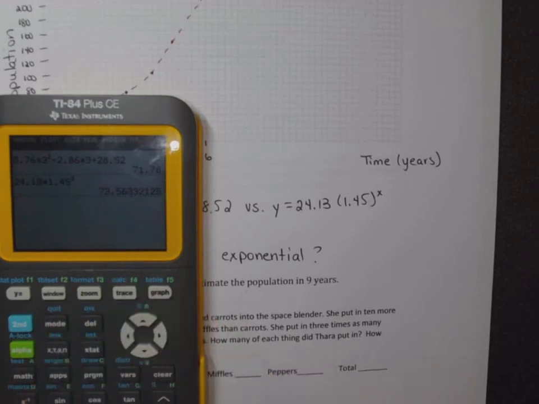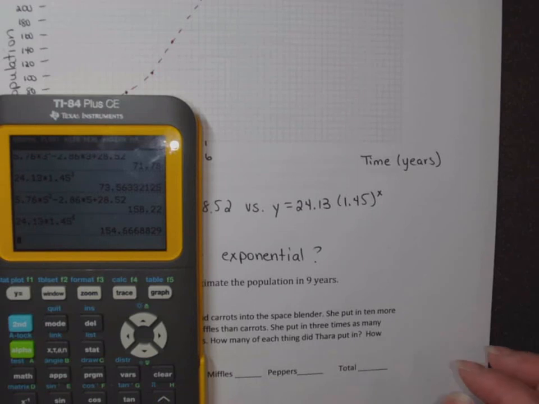Notice, though, that the exponential model is really close. All I did was plug in 3 to my exponential model, and I got 73.56. So far, the exponential model looks pretty good, but you do need to try more than one, so let's try 5 years. I'm plugging in 5 to my quadratic model, and I'm going to compare that by plugging in 5 to my exponential model also. At 5 it's supposed to be 151. On the quadratic model I get 158. Let's see what I get on the exponential model. I get 154. So I think the exponential model is the better choice.